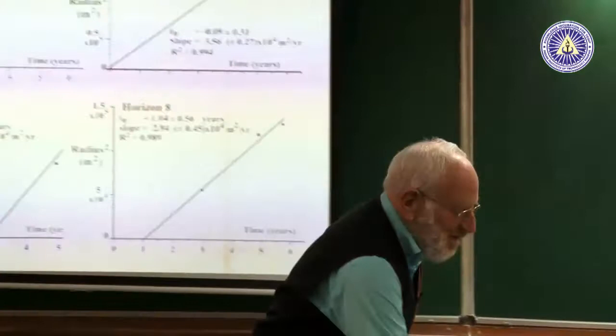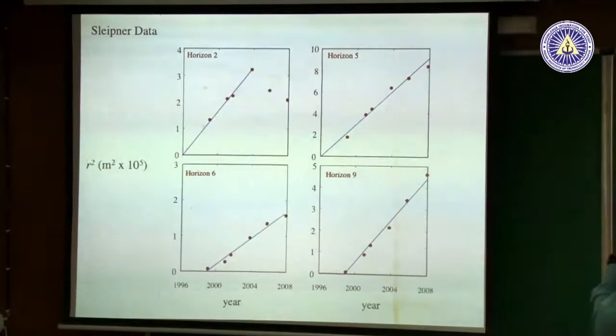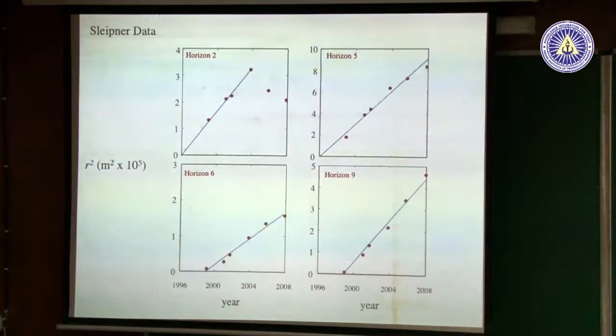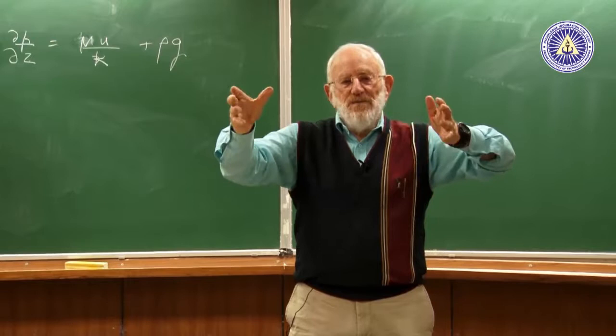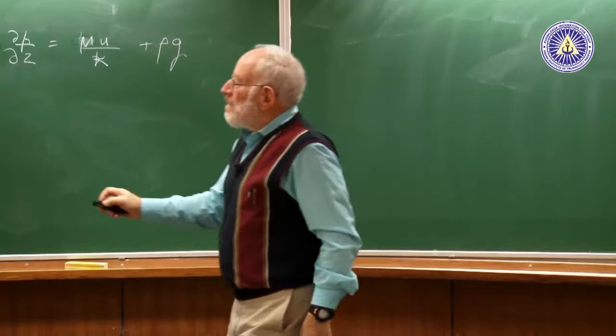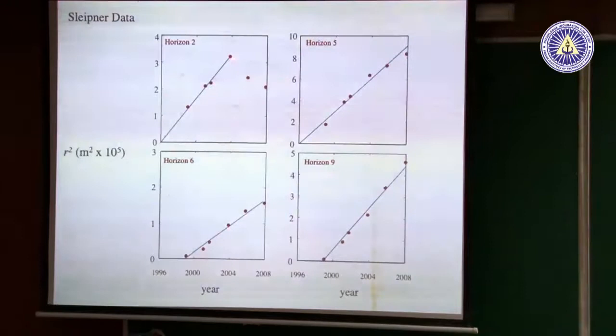Then sometime later, we got some more data. Let's look at horizon 9 first. That's the top one. And you see beautifully R squared against time. Horizon 6, horizon 5, horizon 2 doesn't fit. Why doesn't it fit? Well, probably what happens is it spread and then it came to a hole, and it all went up the hole. I'll talk about that in the permeable medium. So horizon 2 was spreading like a nice, well-behaved gravity current in a porous medium, and then it leaked. So we'd better talk about leakage at some stage.